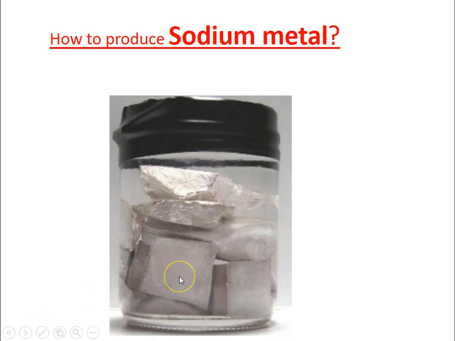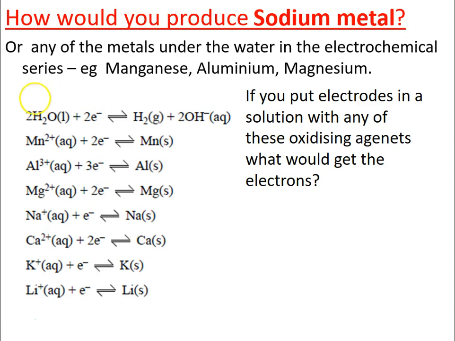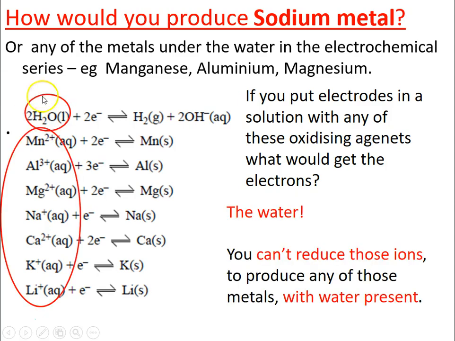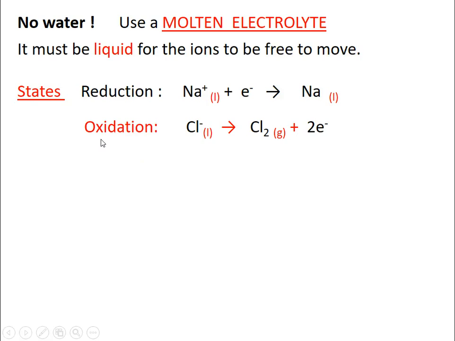The first one is producing sodium metal, which we've used in the lab before. The reason that we don't have any water with these ones is because if water's present, then water is a stronger oxidizing agent than all of these oxidizing agents. So water would undergo reduction rather than any of these metal ions, and so you would never get to produce these metals if there's any water present. So you can't have water, but you do need to have your electrolyte ions moving, so you have to melt them. So it has to be a liquid.